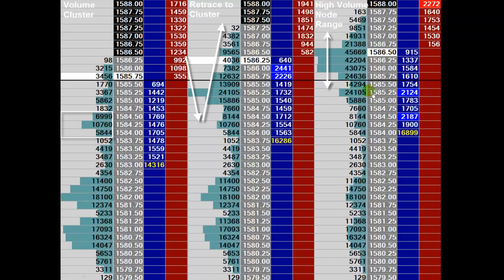So when you see one of these ranges, it's great to fade the high. It's great to fade the low. It's also great to see it pop up and then take a long at the high, but it's a terrible trade to actually try and buy in the middle.